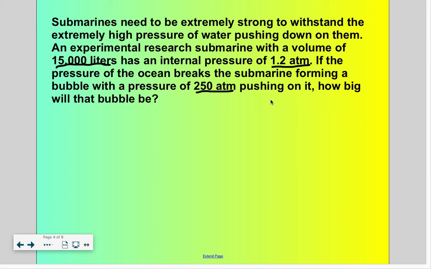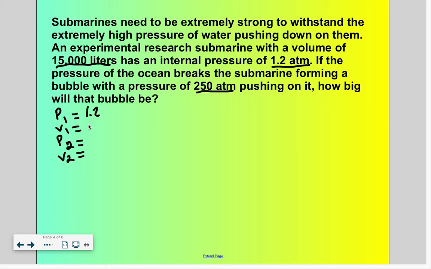Interesting. Okay, so we can see that our pressure is changing, and we're looking for how big the bubble would be, which means it's going to be a volume. So we're dealing with pressure and volume. Can you guys tell me which equation uses both pressure and volume? Boyle's law. So we're going to use Boyle's law again, and so our initial pressure is 1.2.